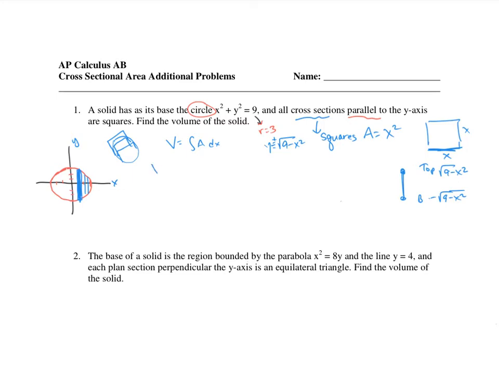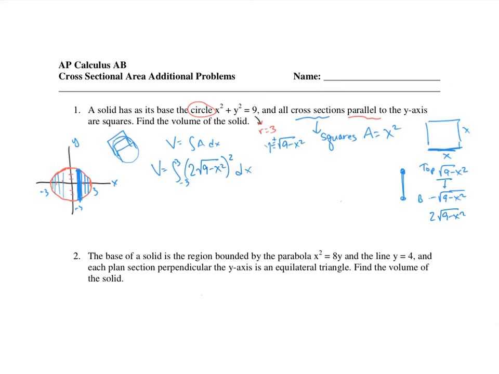So that's what I'm going to use in my volume equation. We have the volume equals the integral. Now we're going to go from negative 3 to 3, because that's the slices to the x. And this length, from here to here, will be 2 times the square root of 9 minus x squared. That's what each x is, squared, dx. So that's the length from the top to the bottom.